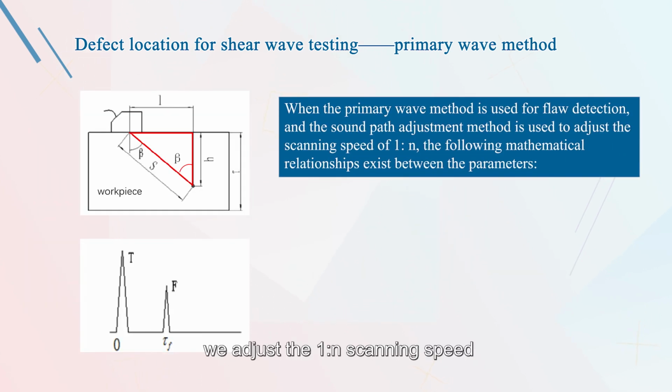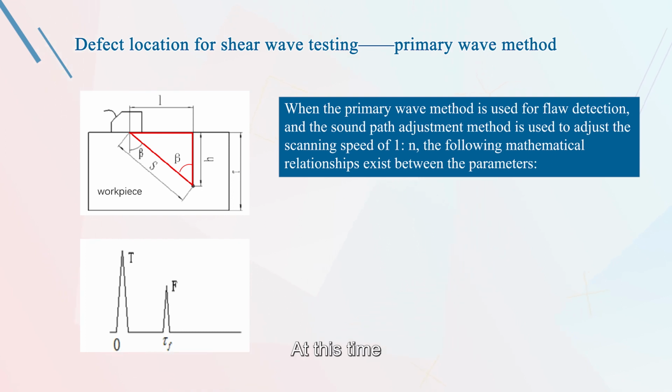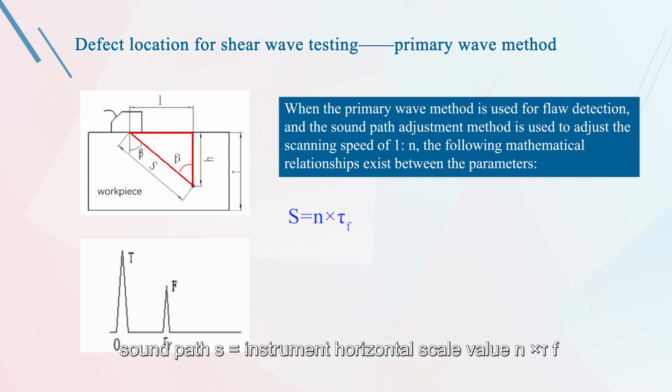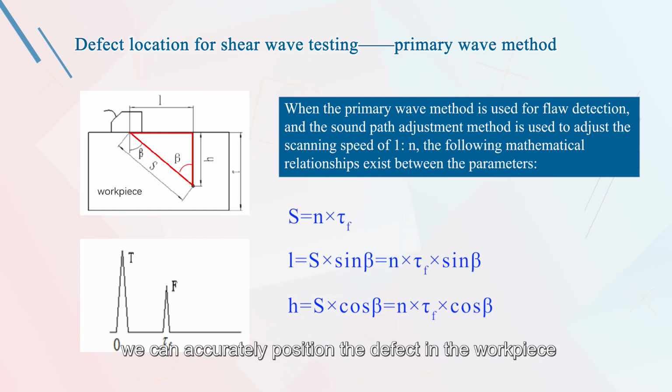First, we adjust the 1 to n scanning speed according to the sound path adjustment method. That is, we need to make the horizontal scale value of the instrument form a 1 to n proportional relationship with the sound path of the actual ultrasonic propagation. At this time, the sound path, as we can see here, is the formula, and the defect depth, as also we can see here. Please remember this. We can calculate the depth h and the horizontal distance L. We can accurately position the defect in the workpiece.